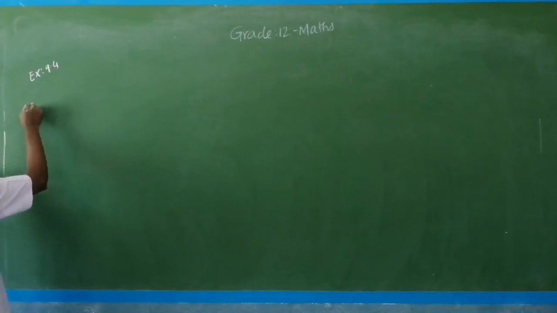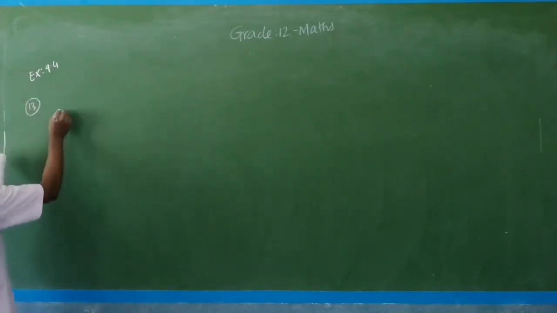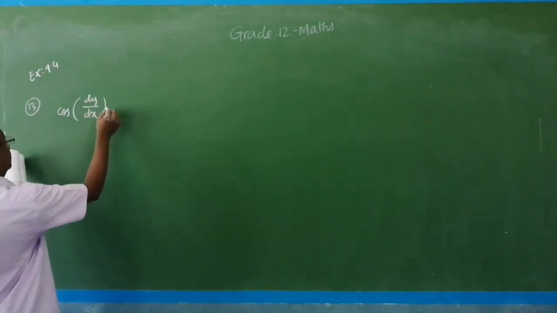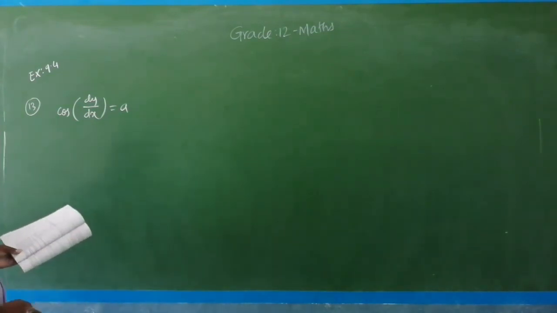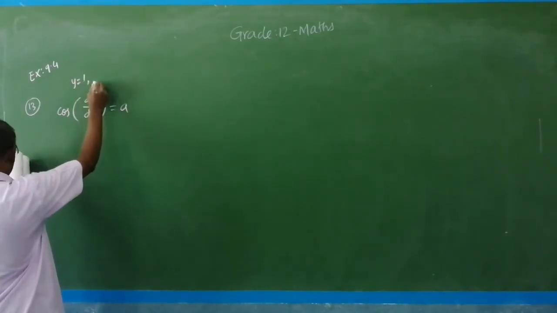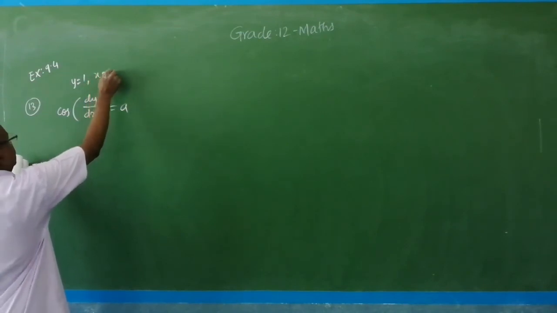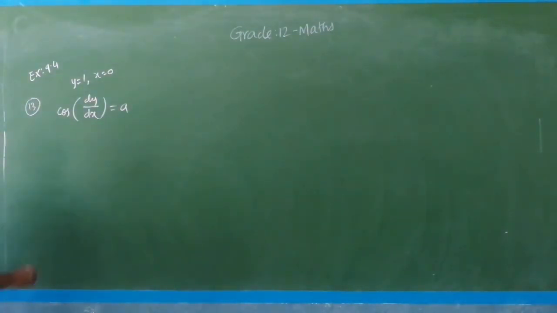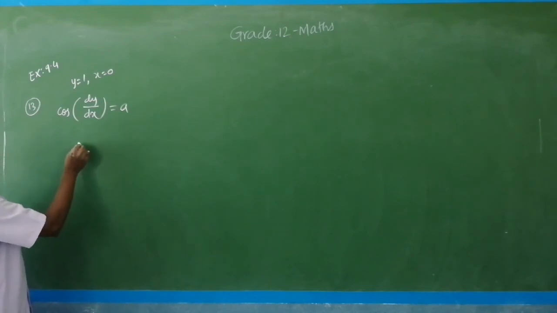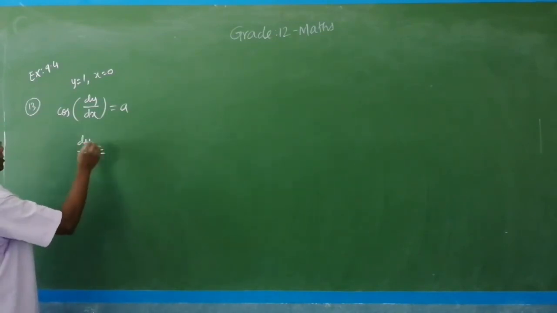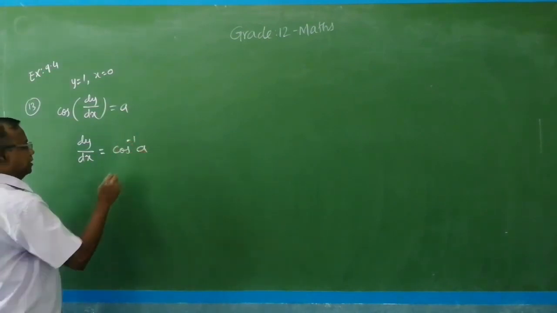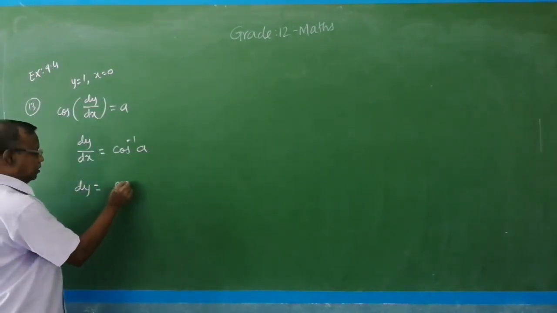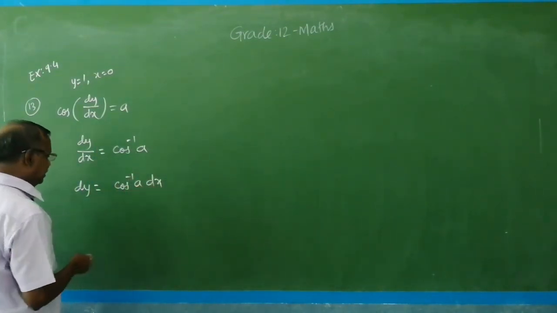Question number 13: cos of dy by dx equal to a, where a belongs to R, given y equal to 1 when x equal to 0. Before separating the variables, we have to rearrange this. The given equation can be written as dy by dx equal to cos inverse of a. So keep dy on the left side and bring dx to the other side, so cos inverse of a into dx.